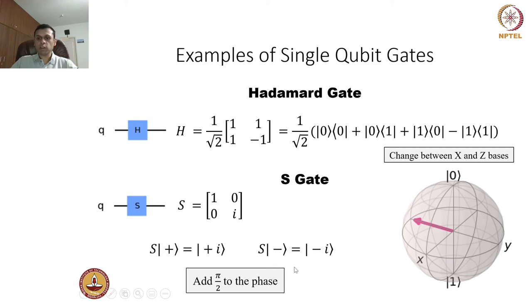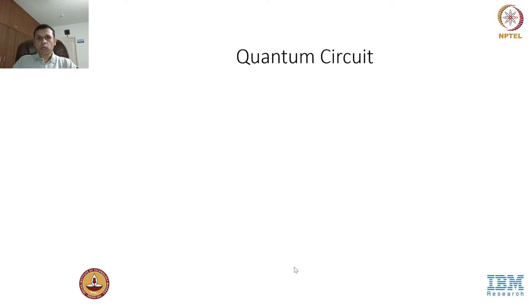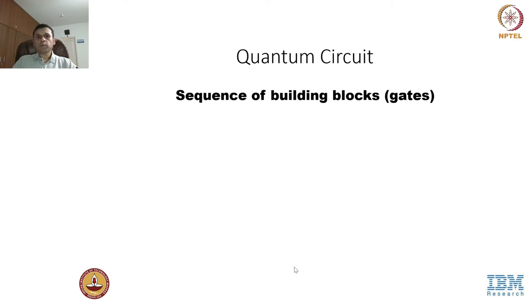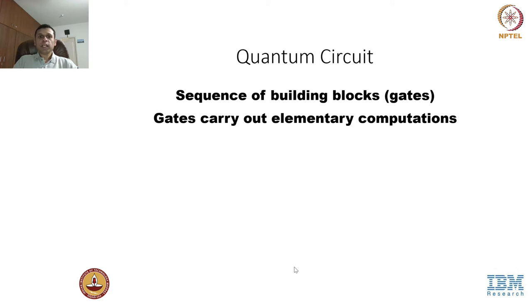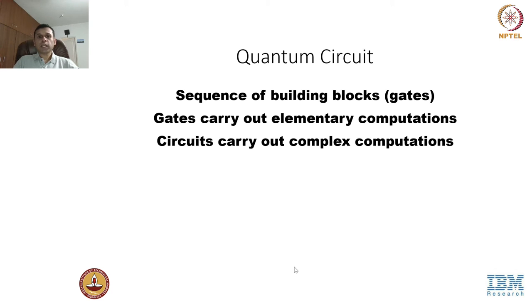to a superposition state, or we will need to add to the phase of any qubit. Moving from quantum gates to quantum circuits, a quantum circuit is nothing but a sequence of building blocks or quantum gates. And each gate carries out an elementary computation, as we just saw. A circuit is supposed to carry out more complex computation, building on the gates that it is composed of.